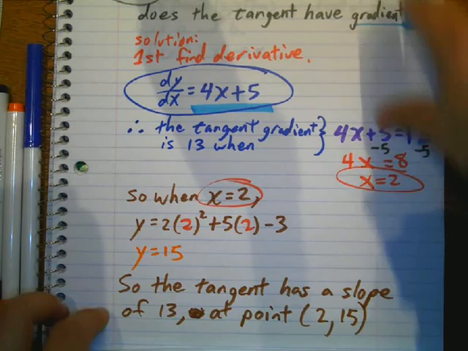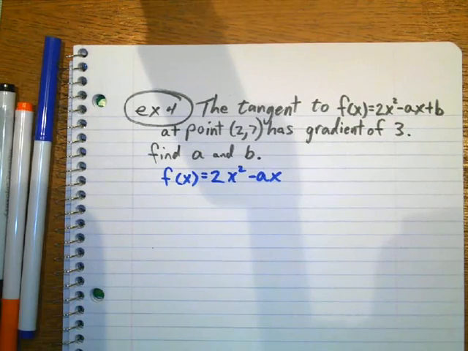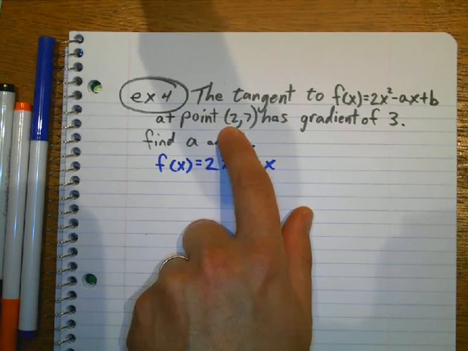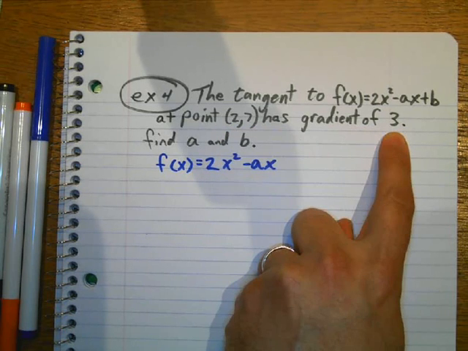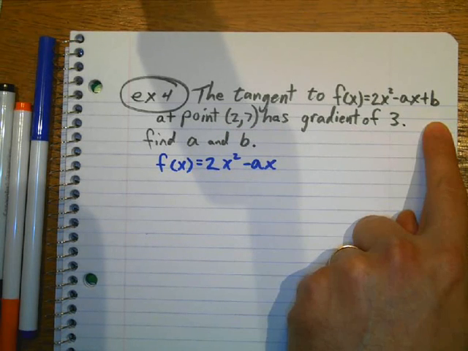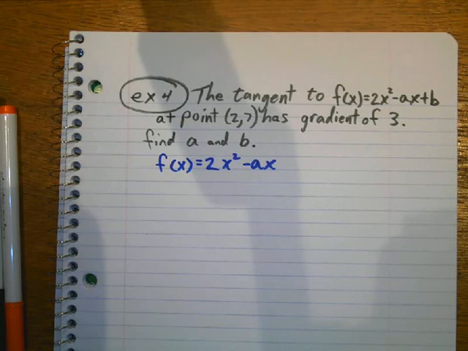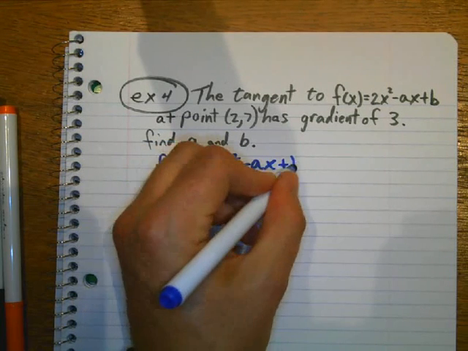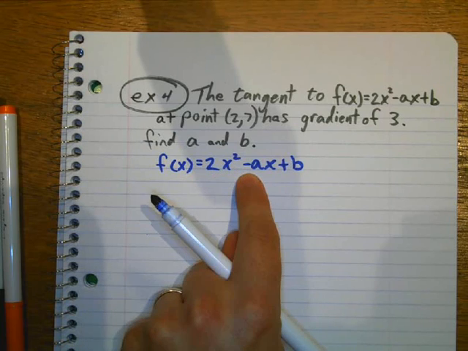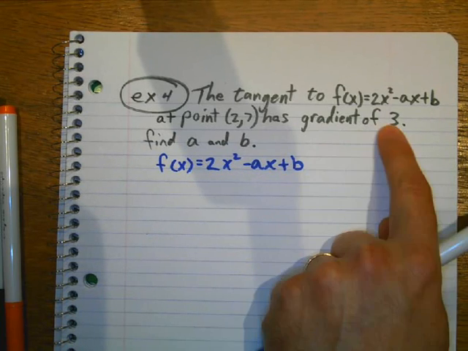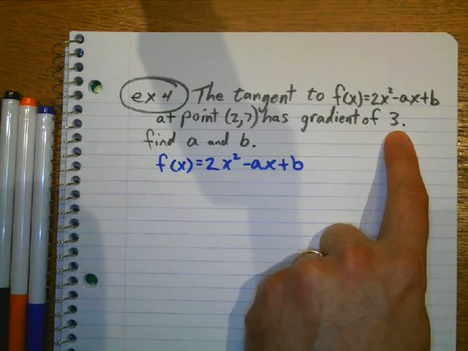Okay, last question. The tangent of this function at this point has a slope of 3. Find out what a and b are going to be. Okay, so here we go. We've got this function, right? 2x squared minus ax plus b. Okay, so we know that it's going to have a slope of 3.